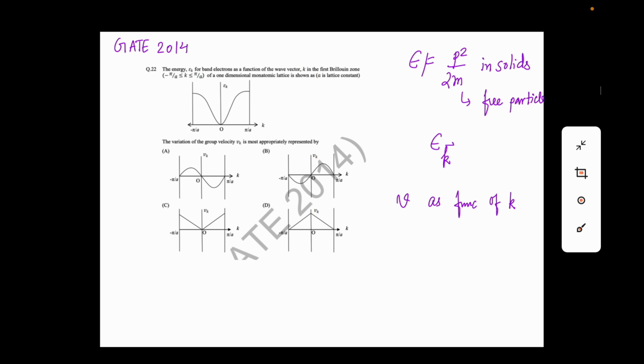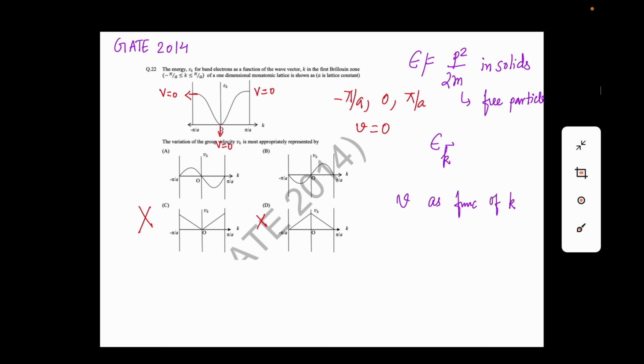Now you can see at this point the derivative is 0. At this point the derivative is 0. At this point also the derivative is 0. So option C is never possible, and option D is also not possible. At all three points, which are minus pi by a, 0, and pi by a, your velocity has to be 0. So C and D are out of the options.